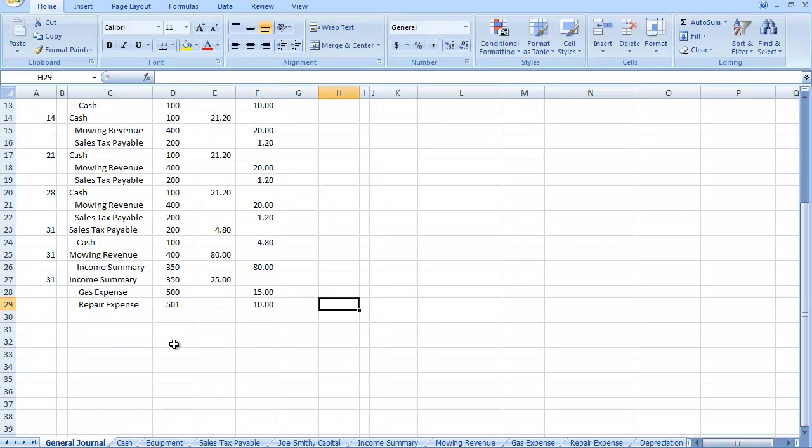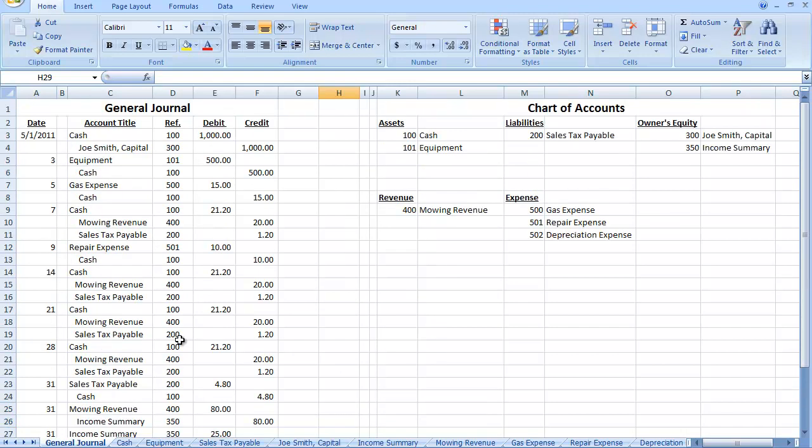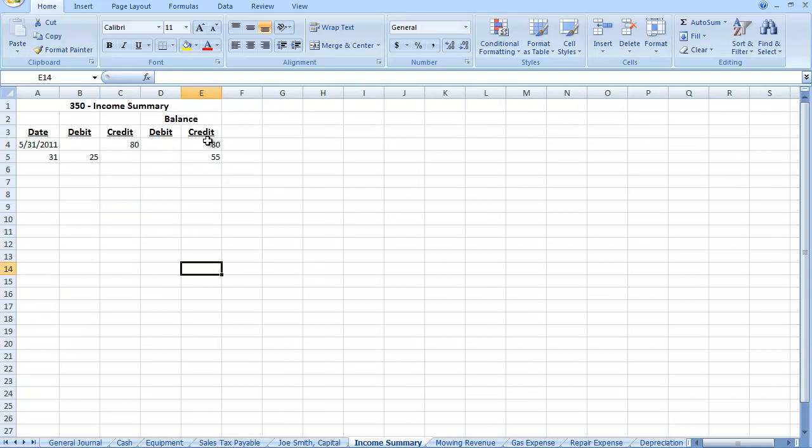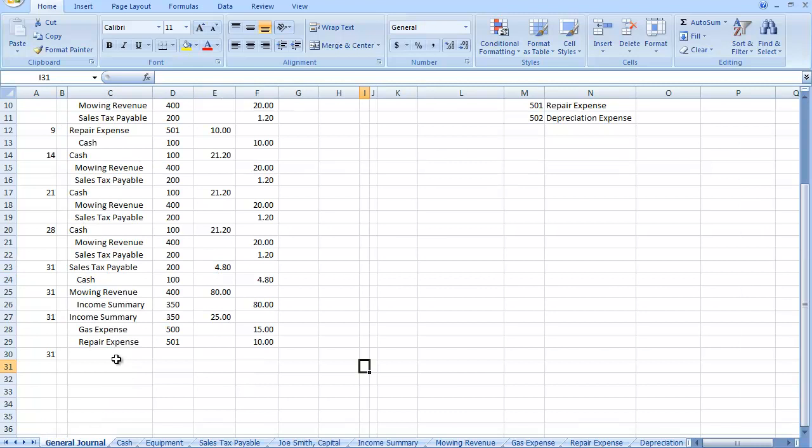Now the last closing entry that we're going to do is to put the income summary into Joe Smith Capital, our capital account. So to do this, we do it on the 31st. We're going to go to income summary. We see that we have a balance of $55 in the credit. Well, we need this to get to 0. So to do that, we need to debit income summary for $55. So we're going to type in income summary. We need to debit it for $55.